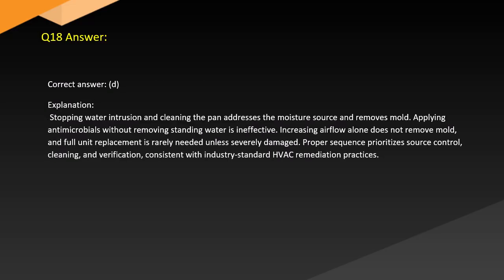Answer. Correct answer: D. Explanation. Stopping water intrusion and cleaning the pan addresses the moisture source and removes mold. Applying antimicrobials without removing standing water is ineffective. Increasing airflow alone does not remove mold, and full unit replacement is rarely needed unless severely damaged. Proper sequence prioritizes source control, cleaning, and verification consistent with industry standard HVAC remediation practices.